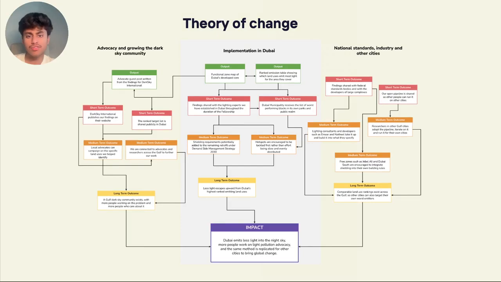Our proposed theory of change runs through three impact pathways. Dark Sky International, the world's leading light pollution organization, has very kindly invited us to write a guest post featuring our findings on their website. Alongside that, we plan to use the contacts we built throughout the Research Foundations program and the fellowship to reach Dubai's lighting policymakers. Dubai is currently replacing its street lighting under the Demand Side Management Strategy Program of 2030, where we can push for shielding to be written into the specification.